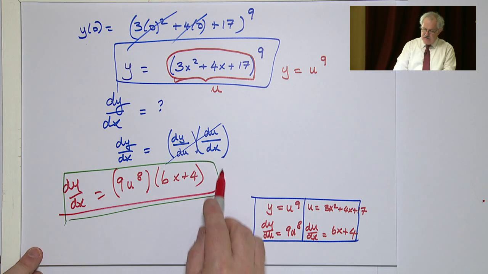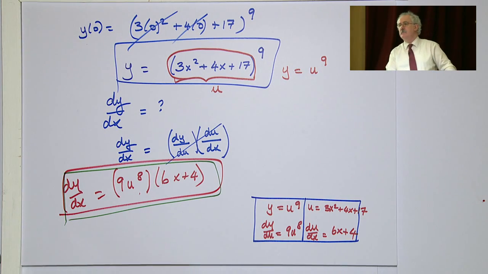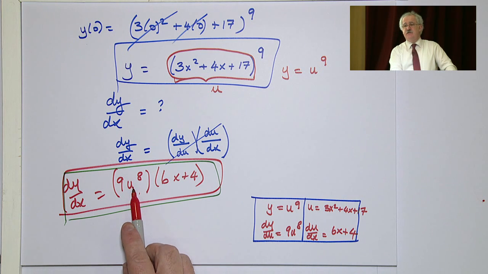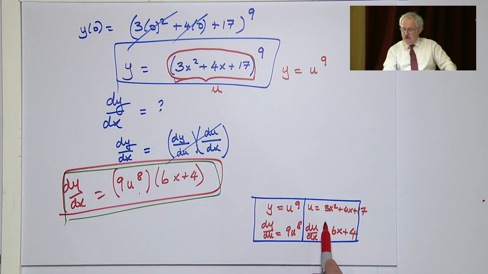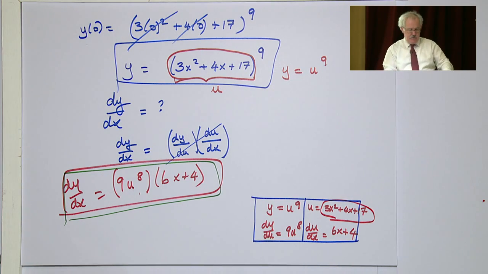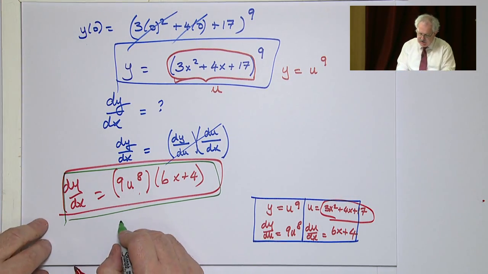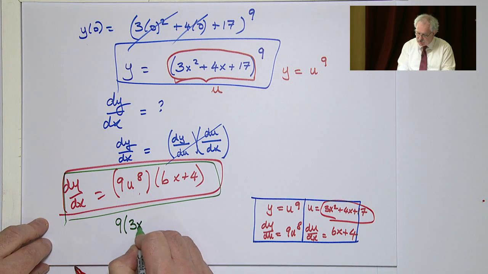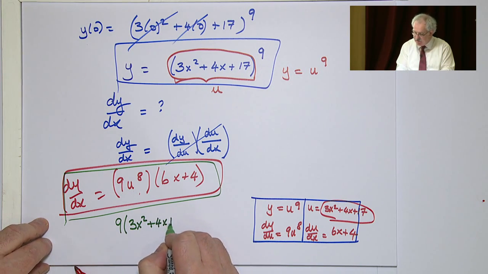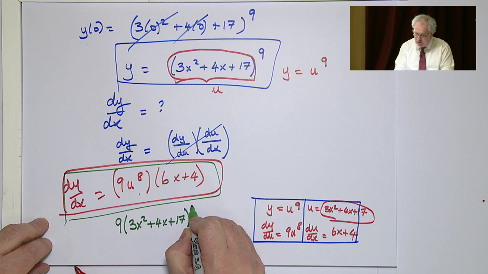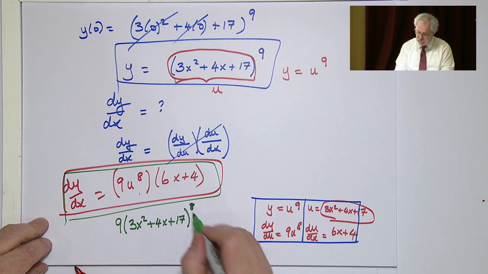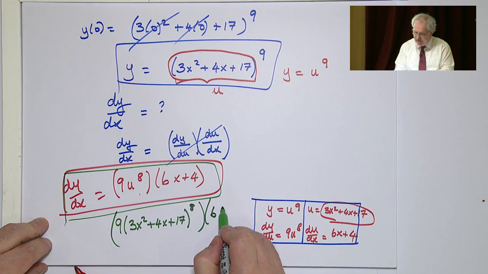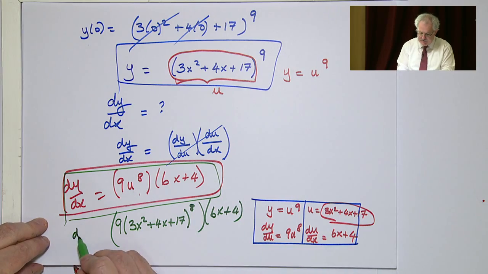You were asked to find dy/dx. Is that an acceptable answer? No. Why? Because you're stuck with this number that you made up, u. But do you have an answer for u here? Yeah. So if I just substitute that, I say that's 9 times 3x squared plus 4x plus 17 to the power of 8 times 6x plus 4, and that's dy/dx.